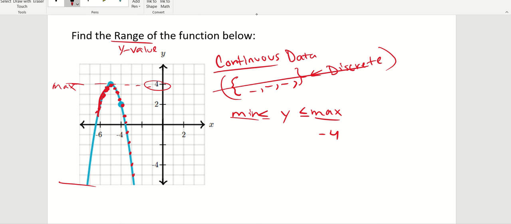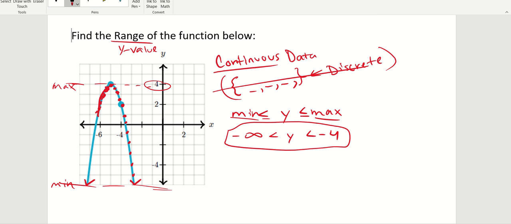And then your lowest, even though you don't see it, this is technically, it keeps going unless it's specified that it's not. So that means your minimum is going to be negative infinity. It's going to go down forever. And if we write this as an inequality notation, it will look like this.